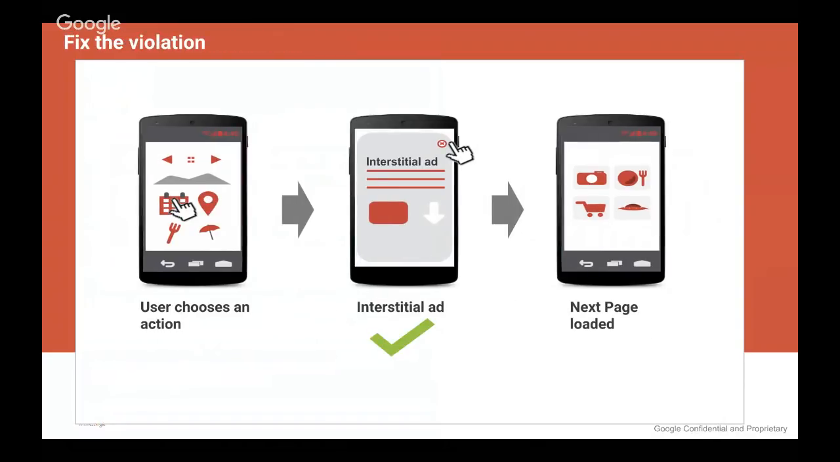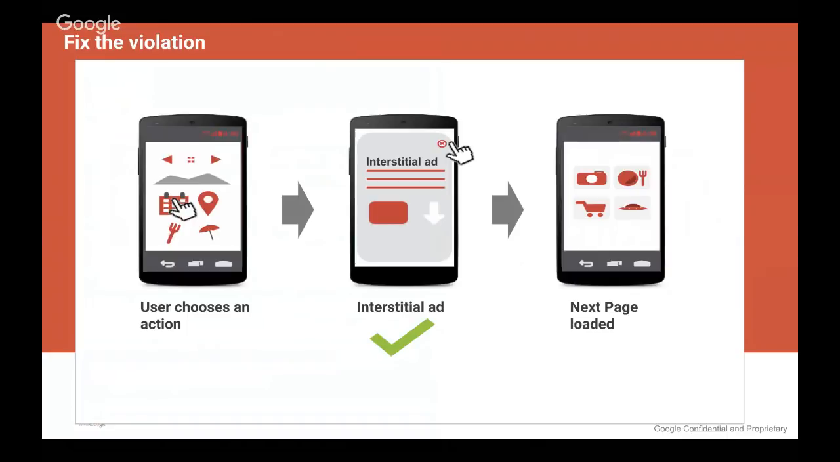All right. So how can you go ahead and fix this violation? Now, one way to fix this violation is that when a user opens an app and a user chooses an action, you show an interstitial ad. Upon closing the interstitial ad, the next page is loaded. Now, what you note over here is how you're becoming policy compliant by doing two things.